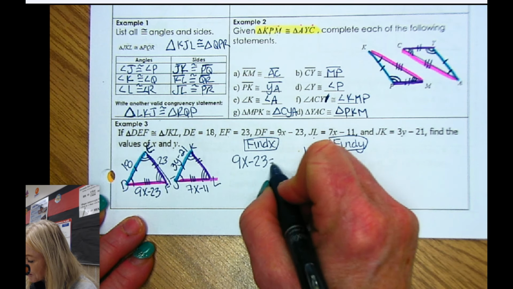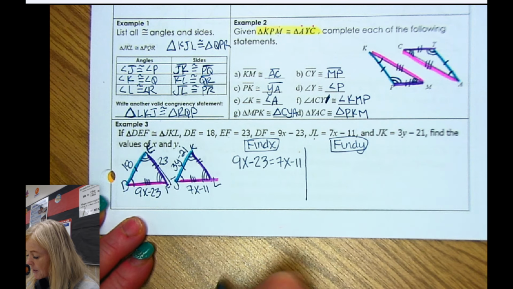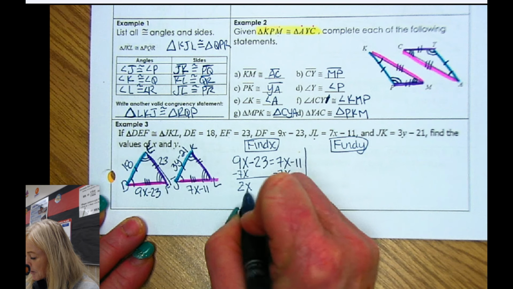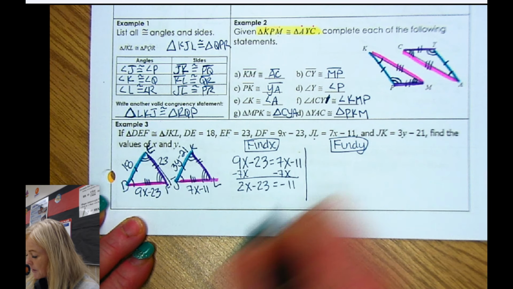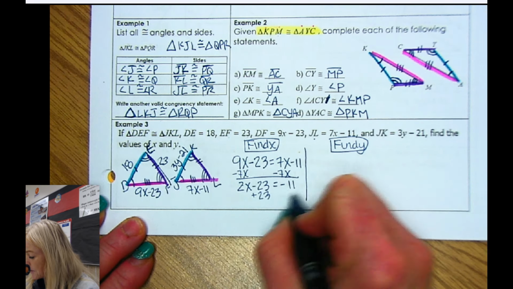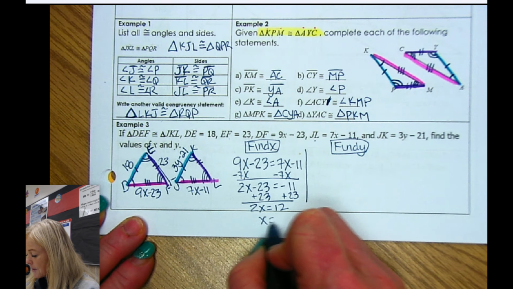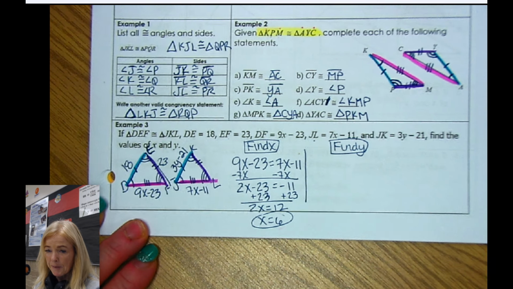9x minus 23 equals 7x minus 11. And I'll subtract 7x from both sides, and I get 2x minus 23 is equal to negative 11. And then add 23, and that gives me 2x is 12. X then is 6. All right, found that one.